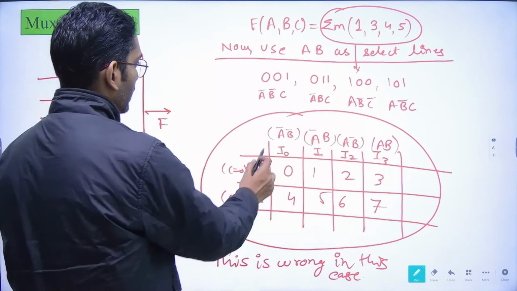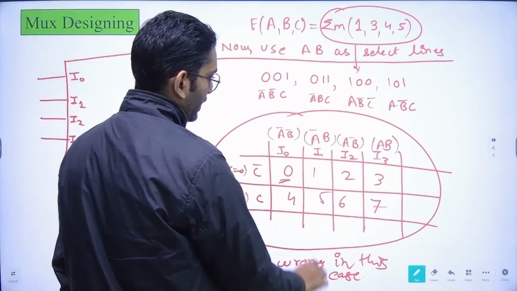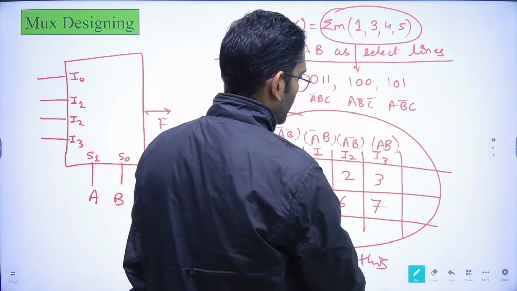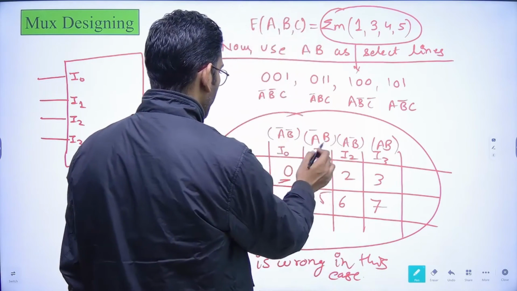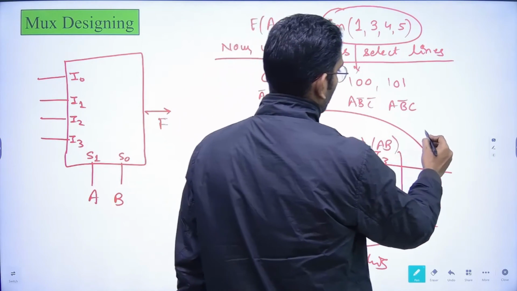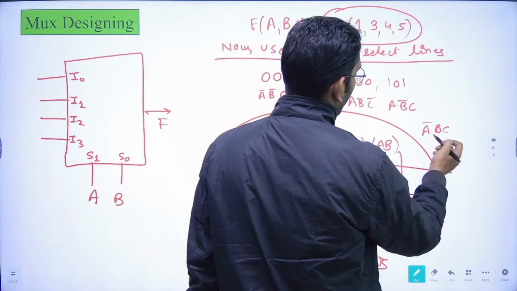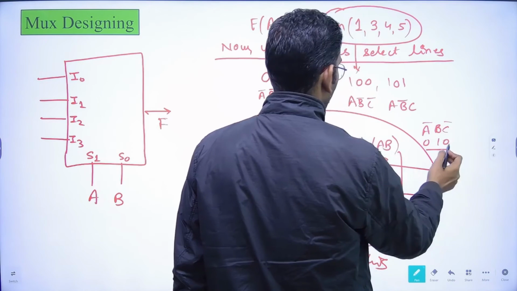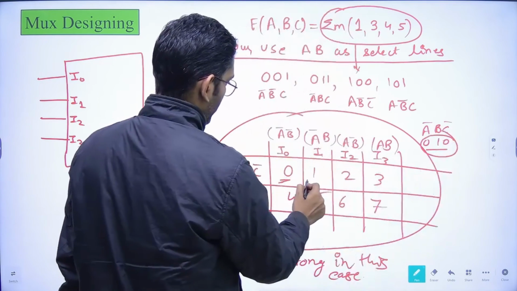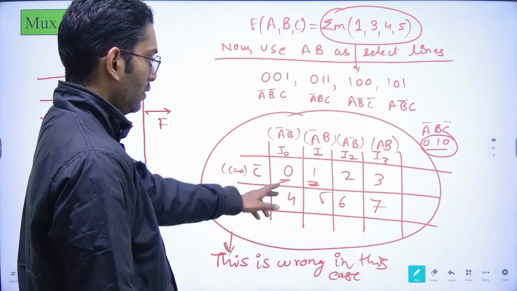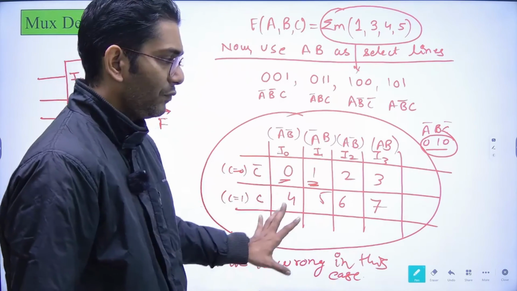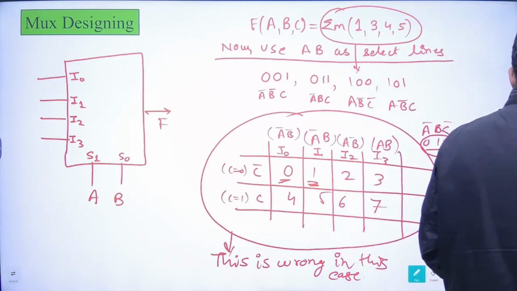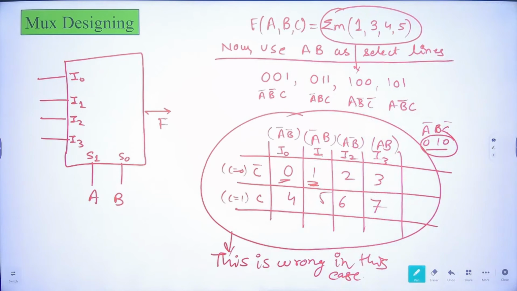If you observe A bar, B bar, C, 0, we are getting fine. Okay, A bar, B, and C bar. So for A bar, B, and C bar, what is it? 0, 1, and 0. So this value is 2. But here what is written? It is written 1. Okay, so in this way, this particular map is wrong, or incorrect.